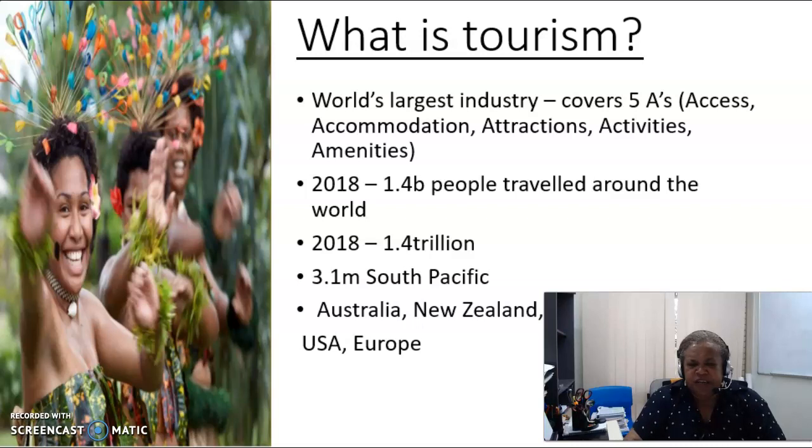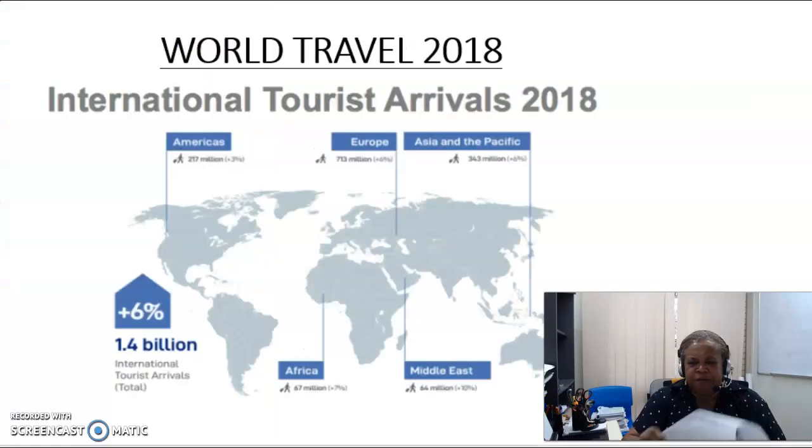In 2018, 1.4 billion people traveled around the world, as you can see from the screen. Out of the 1.4 billion, 3.1 million people came to the South Pacific. They were mainly from Australia, New Zealand, the United States and Europe. From the screen, you can see the scope and magnitude of the scale of tourism.